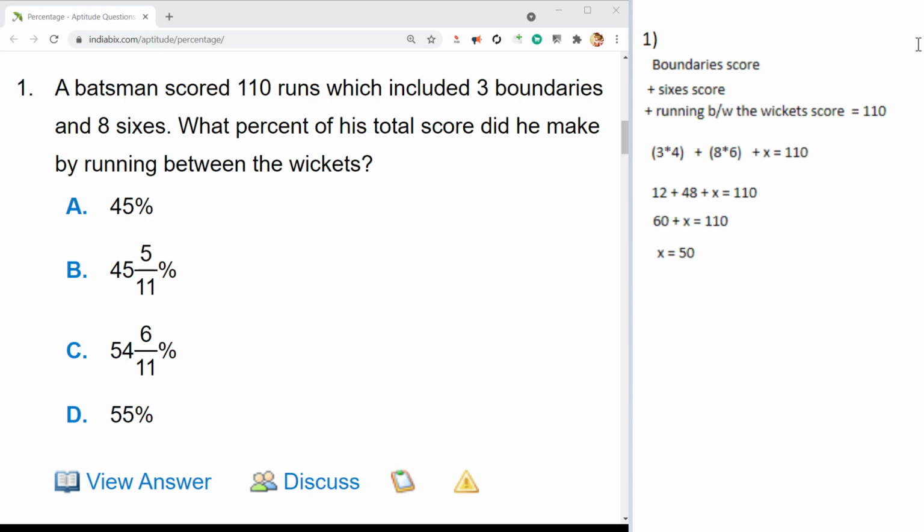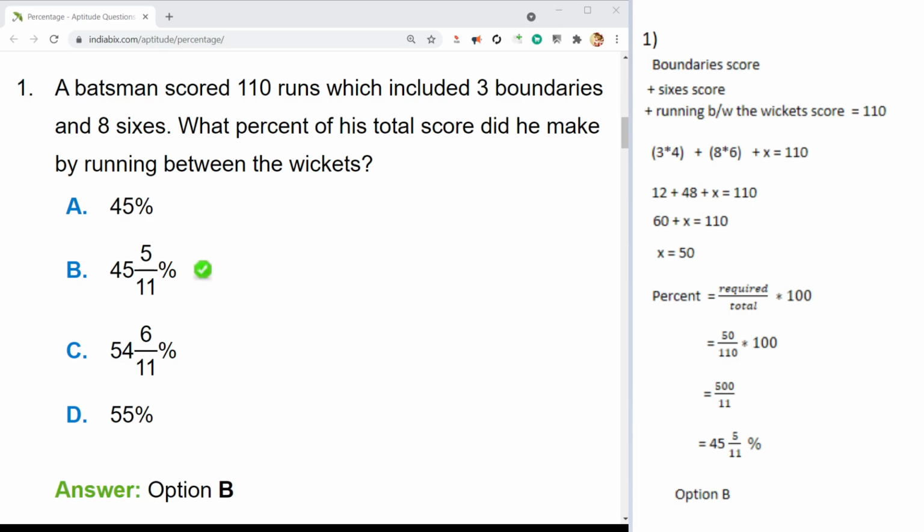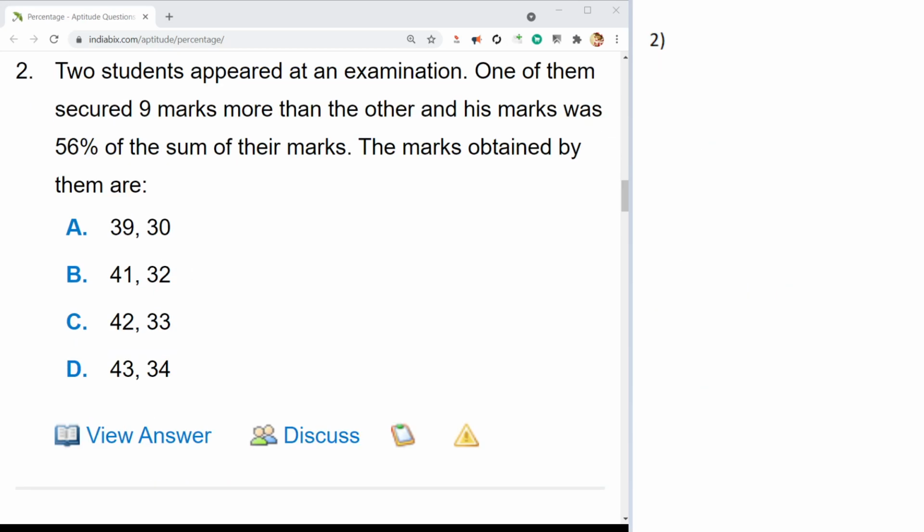We need to find the percentage of his total score he made by running between the wickets. Percentage means the required score by total score into 100. Required value is running between the wickets, that is 50. Total is 110. 50 by 110 into 100, that is 500 by 11, which equals 45 5 by 11%, which is option B. Option B is correct. Let's see problem number 2.